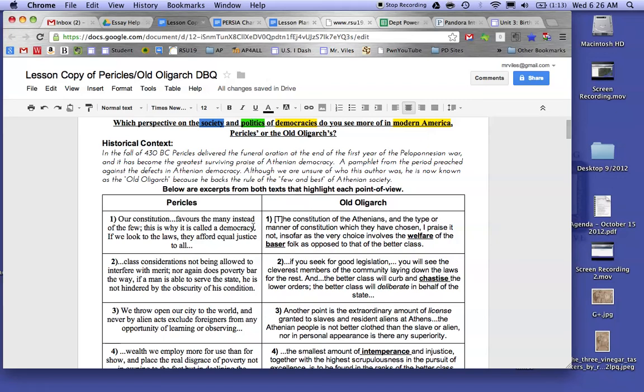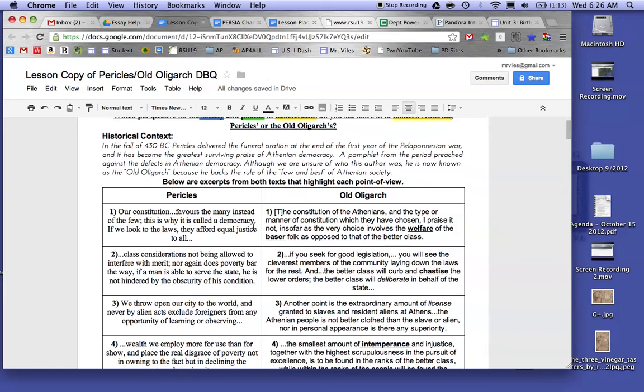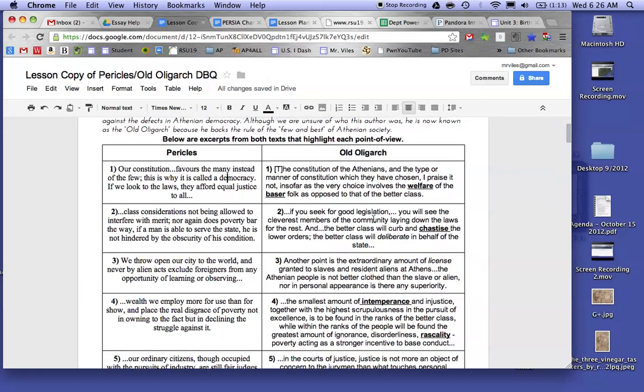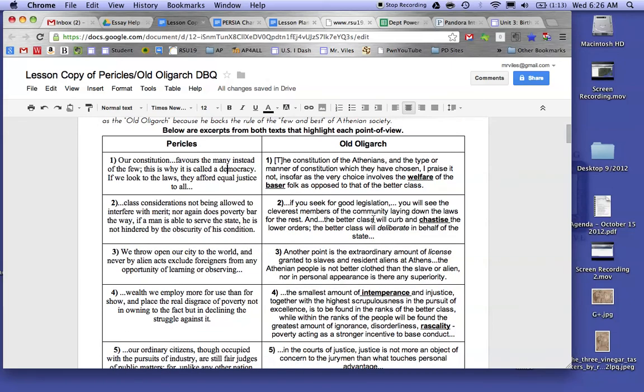And the reason for that is what we want to create is a very quick visual, so that when you look at this chart, you can say, okay, what is Pericles saying about politics? You're looking for one color. What is the Old Oligarch saying about politics? You're looking for one color. And that's going to be a very quick reference, a very quick guide when you go to write your essay.